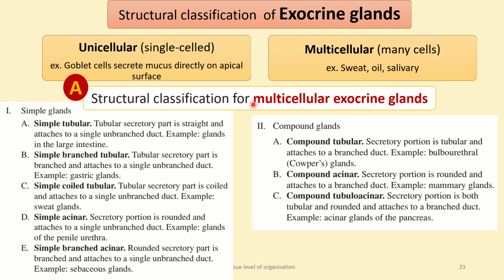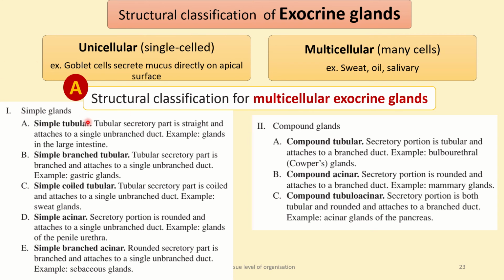Now let's look at the classification of the multicellular exocrine glands. So the classification goes like this. They've been divided into two categories, whether they are simple glands or compound glands. Simple glands have been further classified into simple tubular, simple branched tubular, simple coiled tubular, simple acinar, and simple branched acinar. All these images have been given in the following slide. They are classified on the basis of either their structure or the type of secretory product.